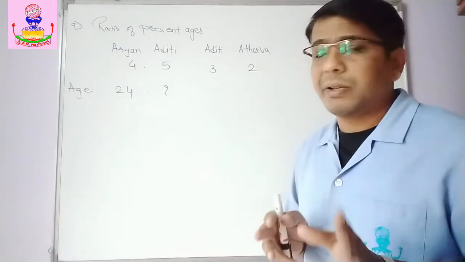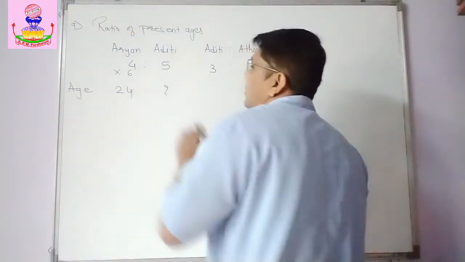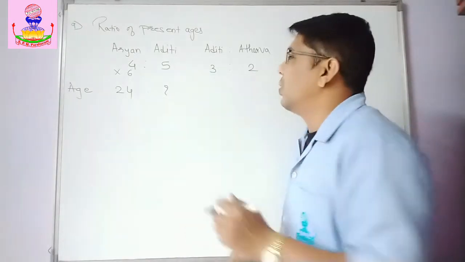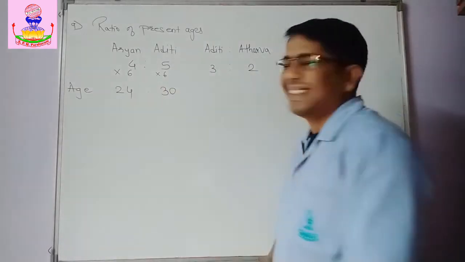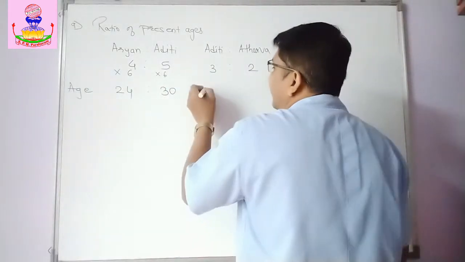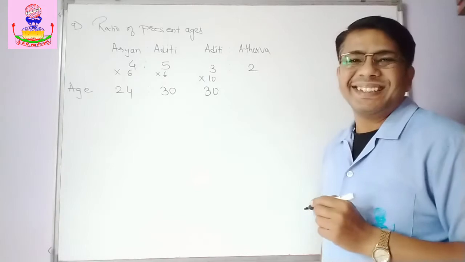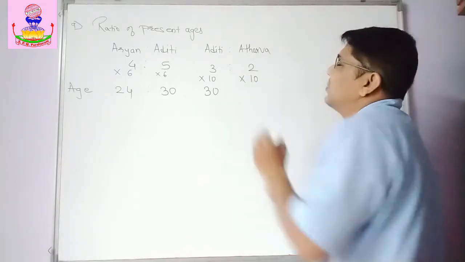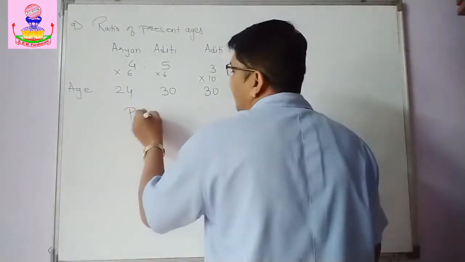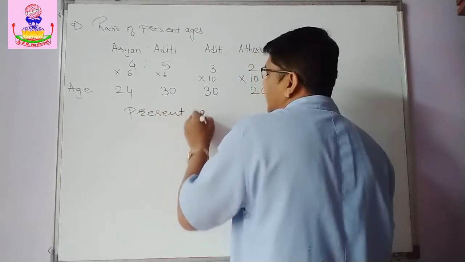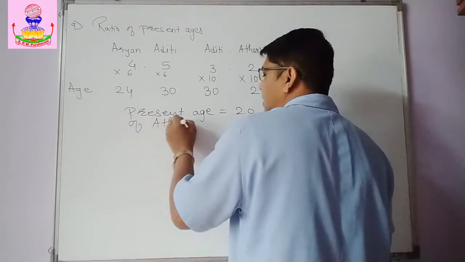Simple thing. No need to put it in an equation. See here. 4, how many are 24? Yes, 4 6s are 24. This is the reduced form, right? So the common multiple here is 6. So 5 6s are, oh yes, 30. Do you understand? Now, use this 30 here. Now, 3, how many are 30? 3 tens are 30. So 2 tens are 20. So the percentage of Atharva is 20. I hope you understand. Okay.